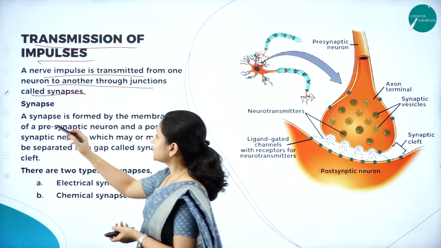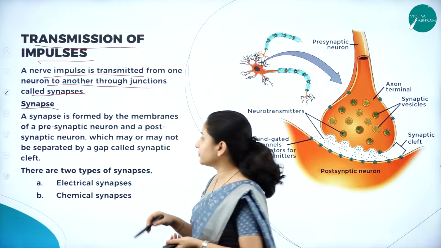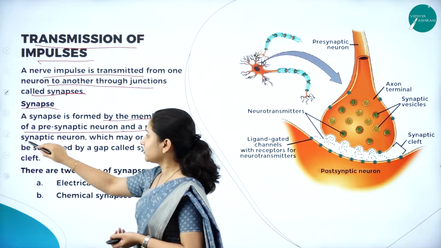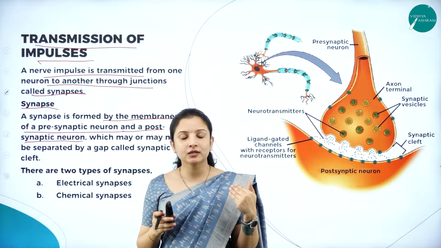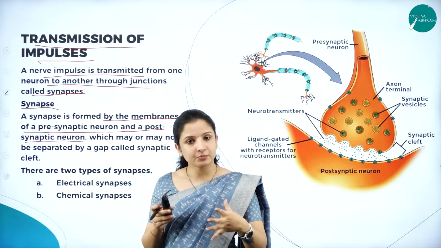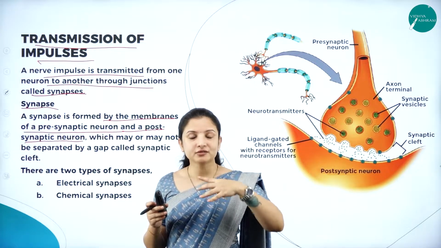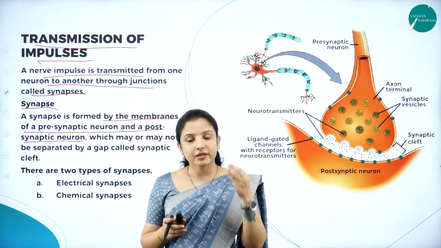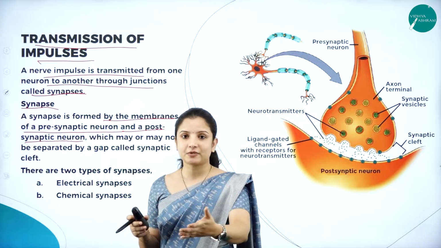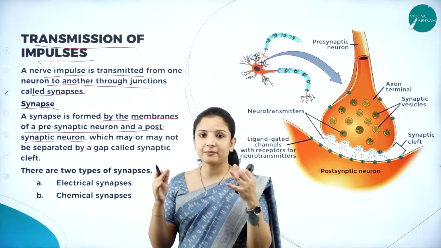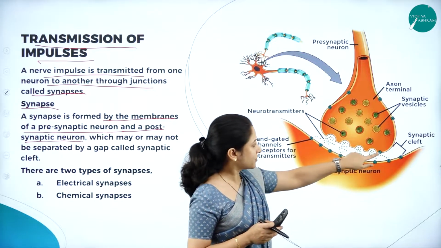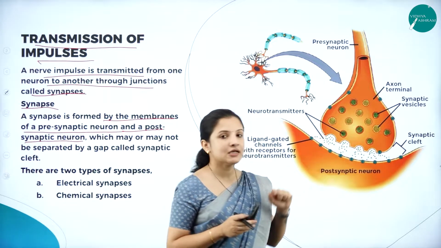So what is a synapse exactly? A synapse is formed by the membranes of a presynaptic neuron and a postsynaptic neuron. The presynaptic neuron is the one which has already received the impulse. The postsynaptic neuron is the one that is going to receive the impulse or the message. So the message transmits from the presynaptic neuron to the next neuron, which is the postsynaptic neuron. A synapse is formed by the membrane of the presynaptic neuron and that of the postsynaptic neuron. This particular junction is called the synapse.